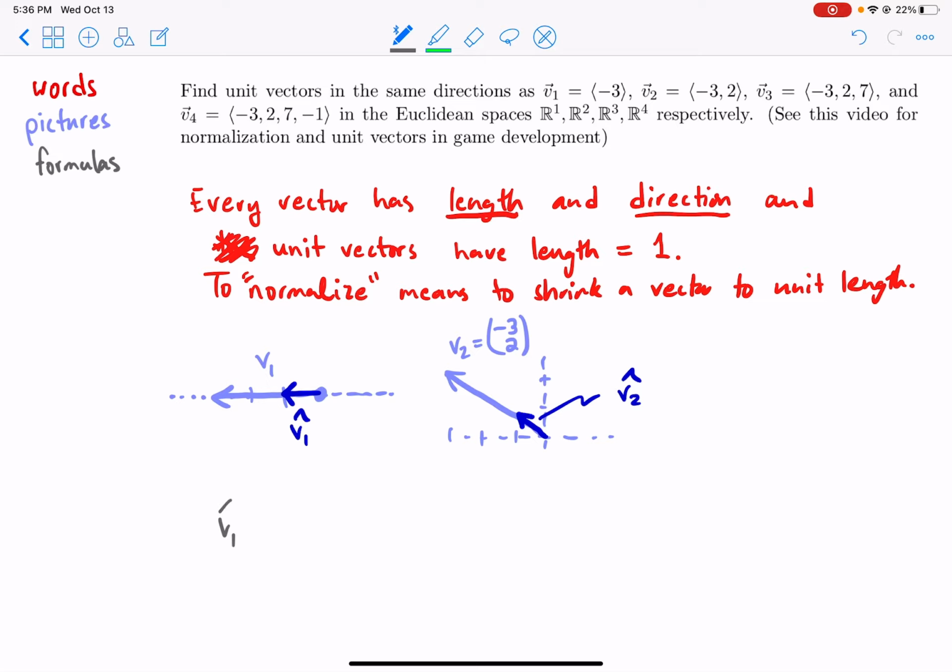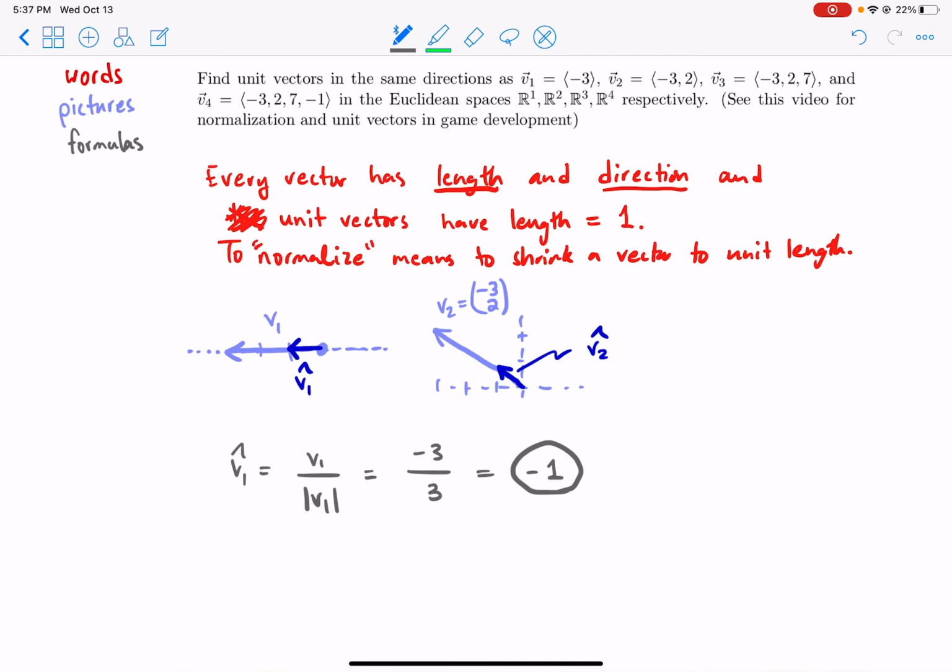So V1 hat equals V1 divided by the length of V1. Well, V1 is just -3, and the length of V1 is 3. So V1 hat is this vector, -1. What about V2 hat? Well, V2 hat is just V2, but divided by its length, so that the result will have length 1. We're sort of removing the length, or we're normalizing the length.